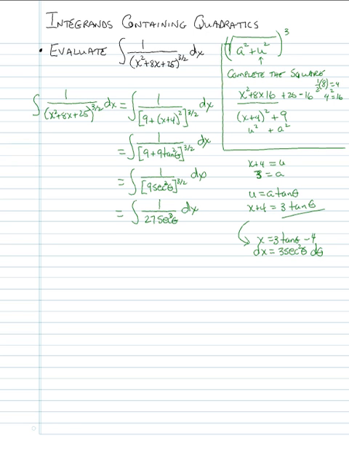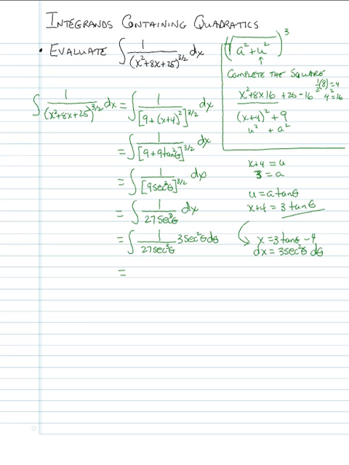Well, now we're in a position that we can rewrite this. We'll replace our dx. So we have 1 over 27 secant cubed theta, and dx is 3 secant squared theta d theta. And you see now we have opportunities for a simplification.